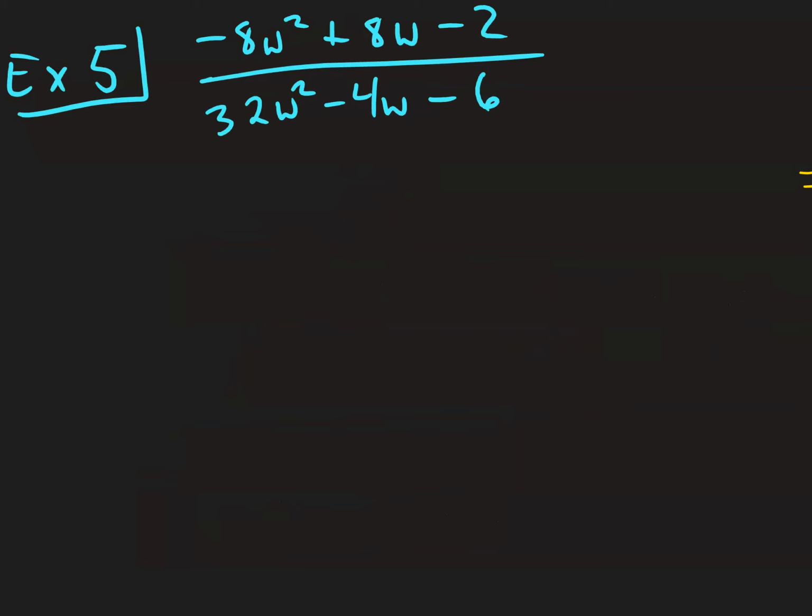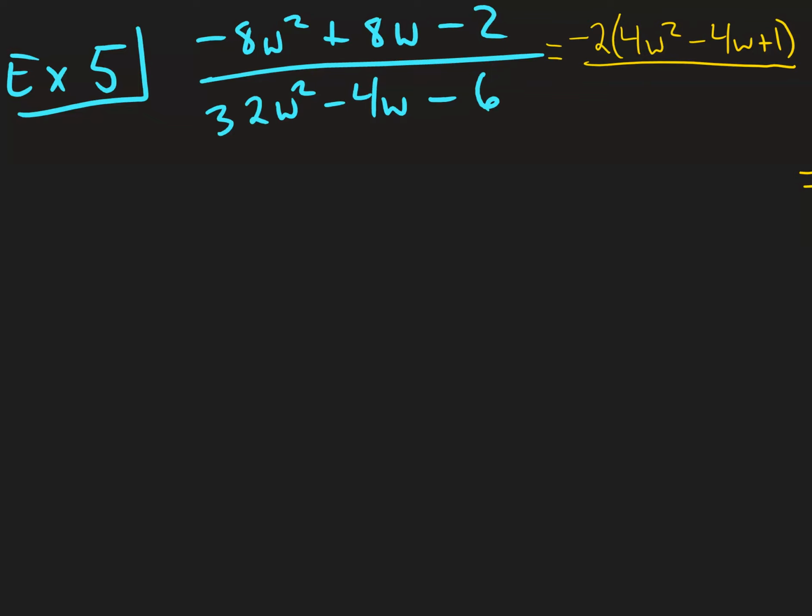Our fifth example is going to be a little more challenging. So let's start with our numerator. Now, whenever we factor and we have a negative leading coefficient, I usually like to factor out that leading coefficient as well as any other greatest common factor. So for my numerator, my greatest common factor between the three terms is -2, which will leave the other factor to look like 4w squared minus 4w plus 1. The signs all changed because we factored out the negative.